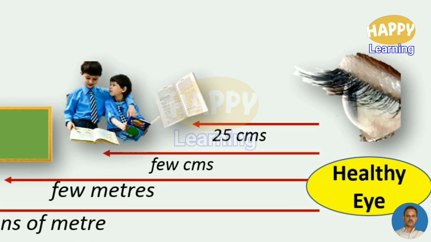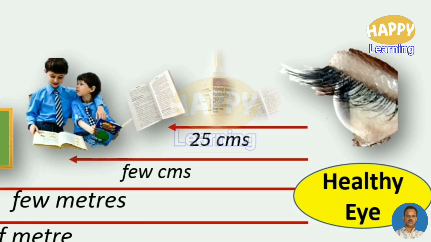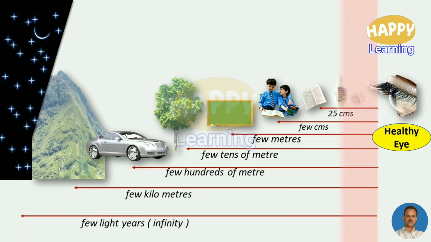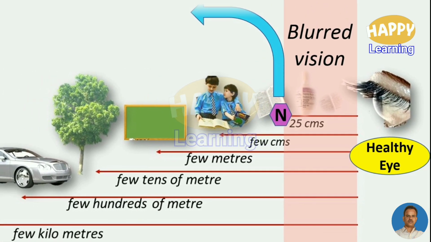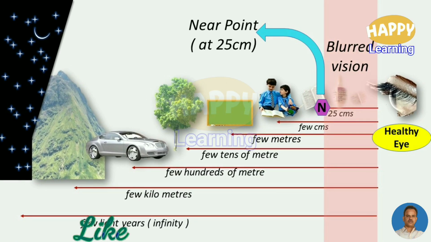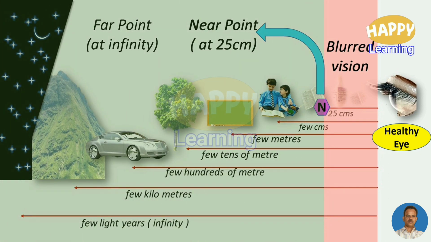These two objects which are at a distance less than 25 centimeters are blurred. This region from the eye up to a distance of 25 centimeters I am calling the blurred vision region. So it is common to every human eye. This point N is the near point. That means the closest and clearly visible point. So it is at 25 centimeters from the eye. This green shaded region is the clearly visible region for this healthy eye.